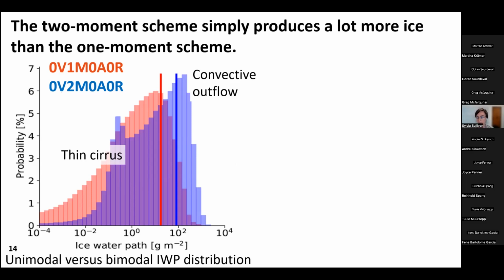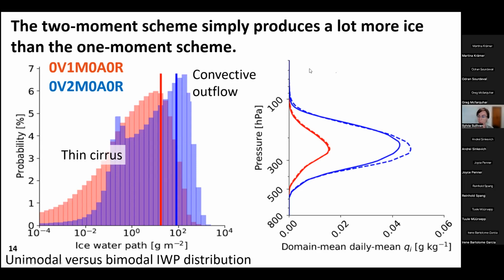And the 2 moment scheme produces a lot more ice, not only in the vertically integrated sense, but also over the full depth of the cloud. So from about 500 hectopascal all the way up to 100 hectopascal. In the blue there, you see a lot more ice mass being produced in the 2 moment scheme.